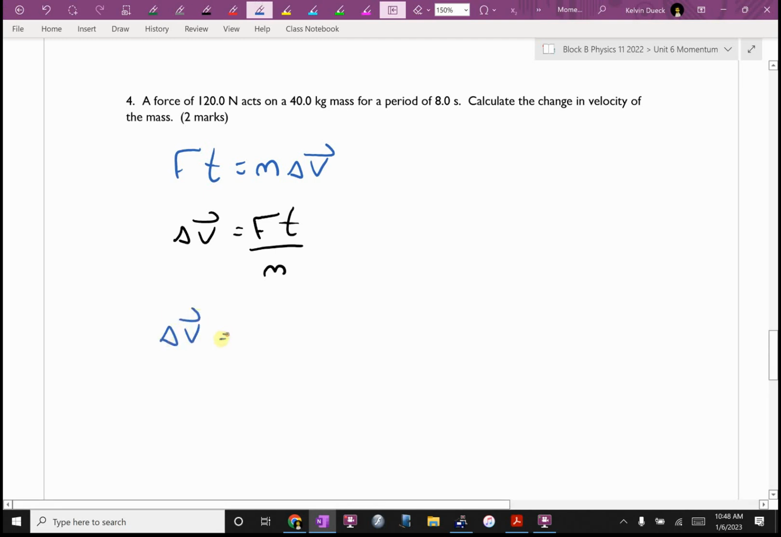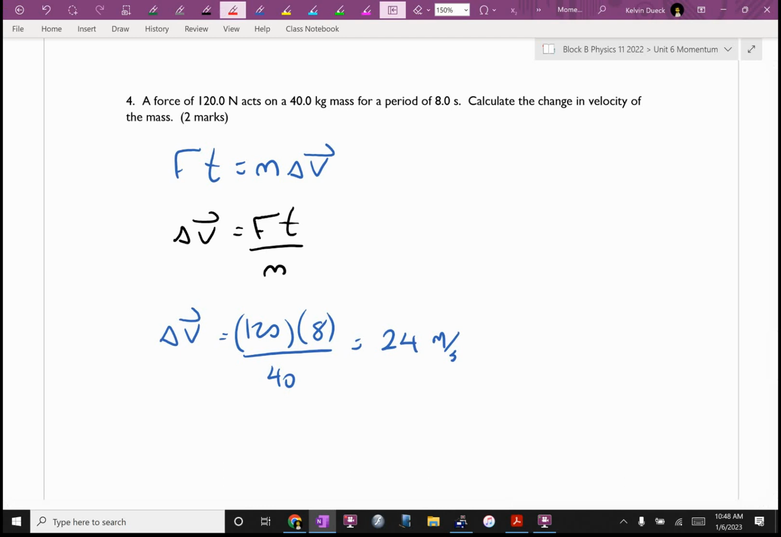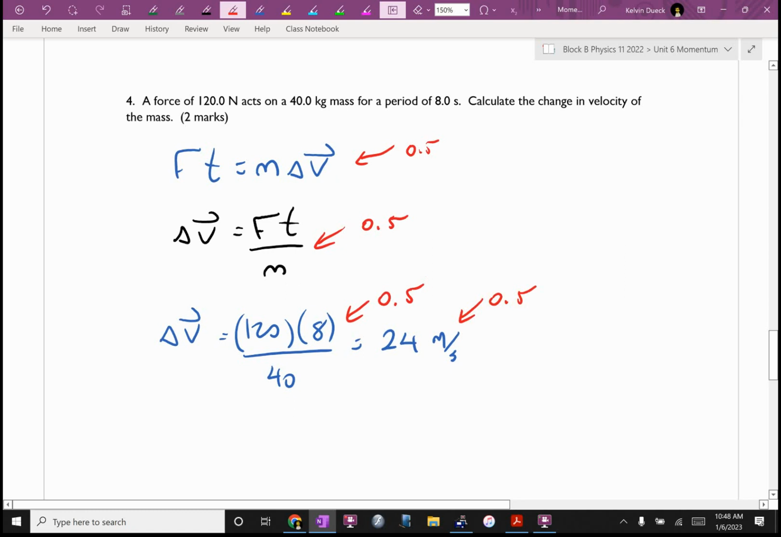The delta v is going to be the force, 120, time, 8, divided by the mass. I should go do that in my head, Mr. Dewick. It's going to be 120 divided by 5. That's 24. And they didn't say anything about a direction, so I'm good. I would probably go half mark for that, half mark for that, and a half mark for the answer.